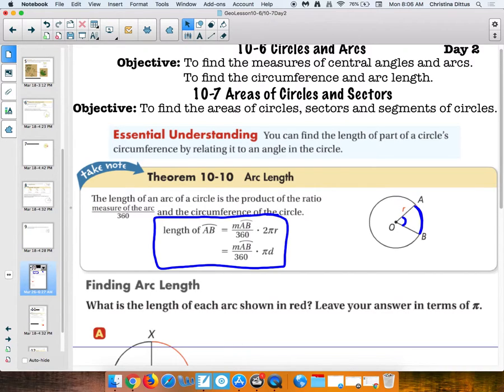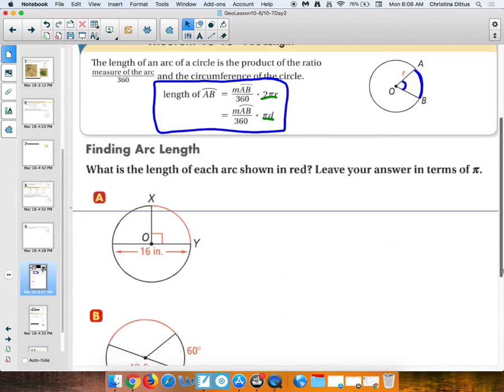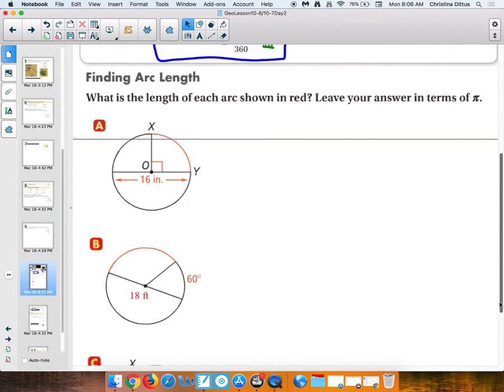Do you guys remember what these 2 pi r and pi d formulas stand for? Radius and diameter. But when I find just 2 pi r, what is that? My circumference. So all you're doing is taking your angle divided by 360 times your circumference. If you have your radius, you're going to use 2 pi r. If you have your diameter, you're going to use pi times d. Okay? And then make sure we label these as well.